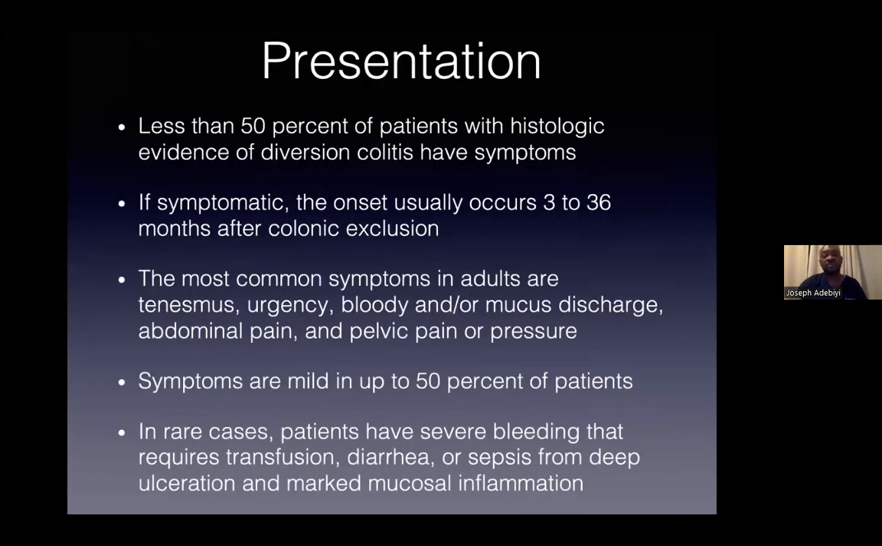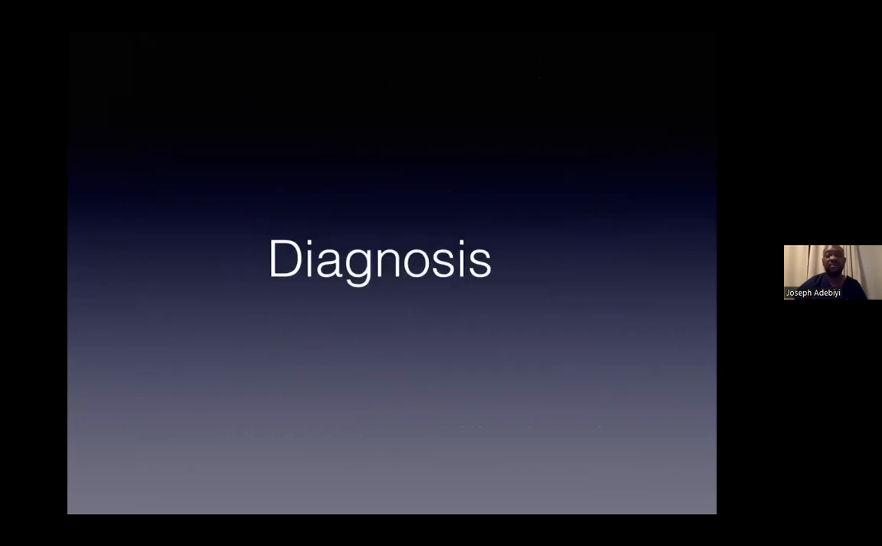Usually, less than 50% of the patients will present with symptoms, even though diversion colitis is confirmed on histology. So most of the patients are asymptomatic. But the typical symptoms are tenesmus, urgency, bloody or mucosal discharge, pyrexia, and abdominal pain and pelvic pain. Usually most of the symptoms are mild. In rare cases, you may have bleeding that requires blood transfusion.